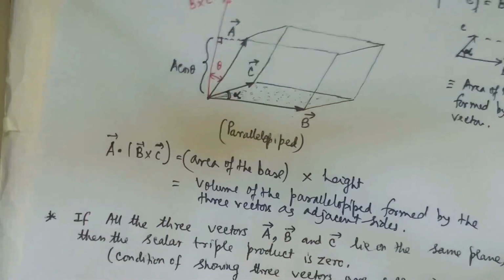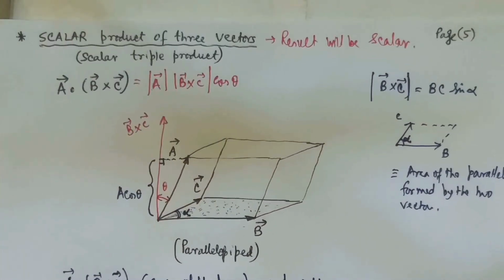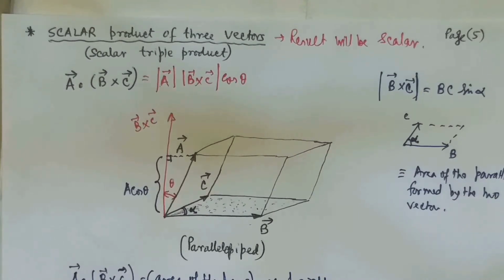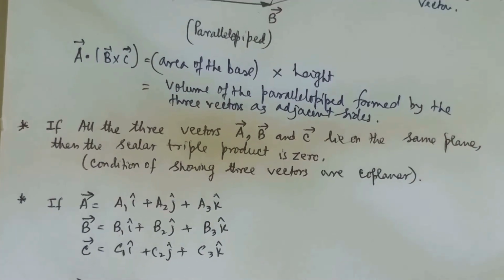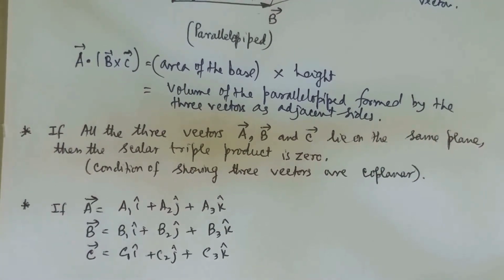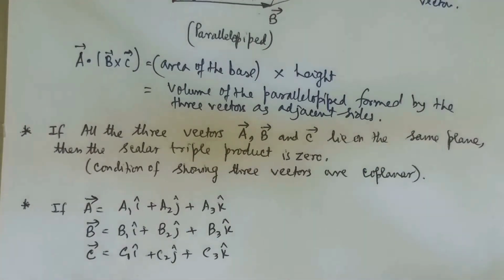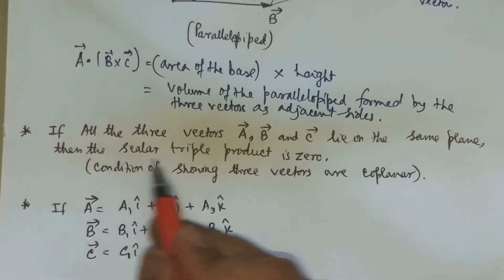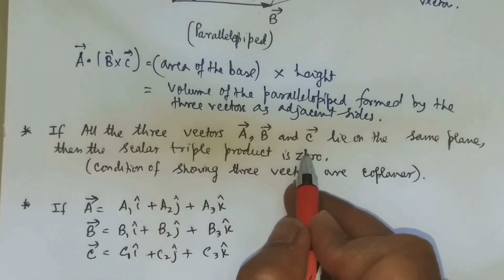So please remember that the geometrical meaning of dot product of three vectors, scalar triple product we call it, which is A dot B cross C, is the volume of the parallelepiped formed by these three vectors as adjacent sides. Now, if all the three vectors A, B, C lie on the same plane, means A also lies on that parallelogram formed by B and C, then what will happen? There won't be any three-dimensional figure. So the scalar triple product becomes 0. The volume of the parallelepiped formed will be 0.